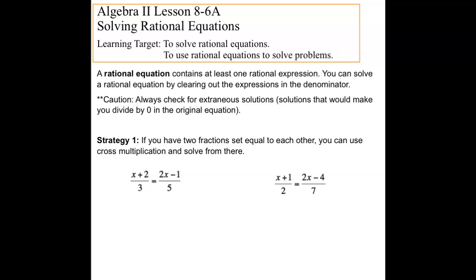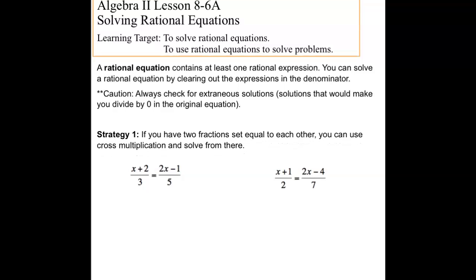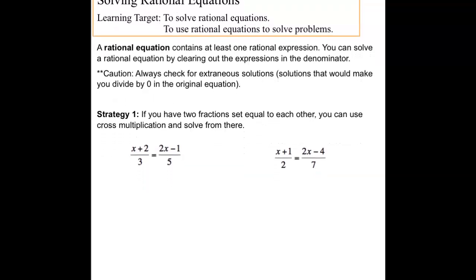Good morning. Today we're going to look at solving rational equations. This is section 8.6a, and we're going to look at two different types of equations that you might come across. A rational equation contains at least one rational expression, so an algebraic fraction.